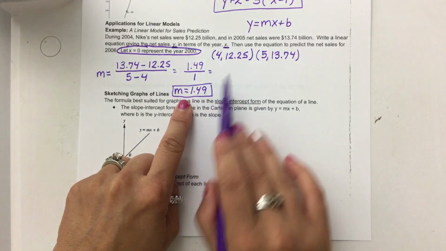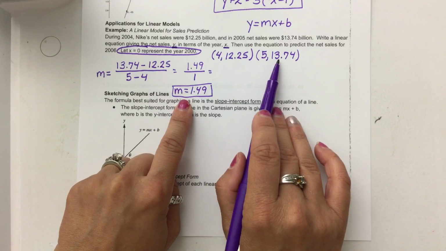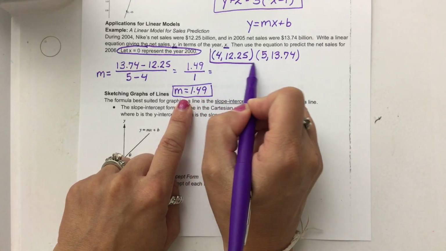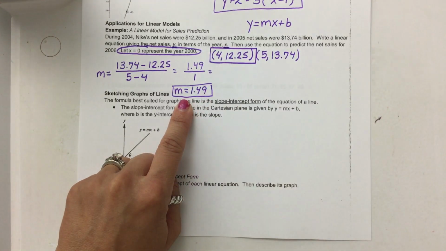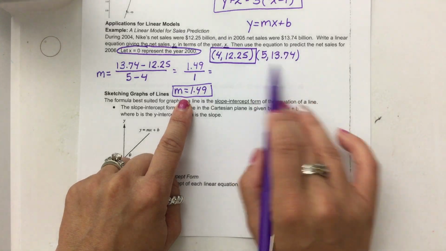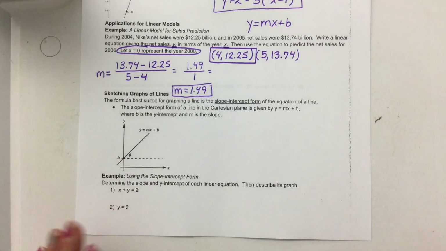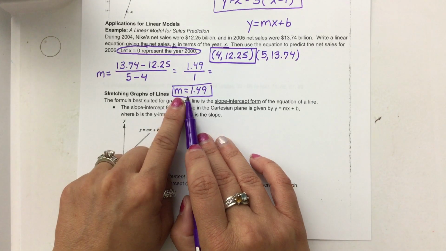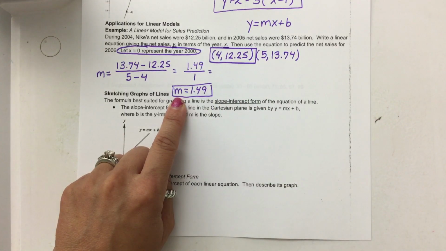We do have a slope. We have 2 points. Here is the awesome part: you get to pick a point. So I'm going to go ahead and pick 4 and 12.25. If you pick 5 and 13.74, you're going to end up with the same result at the end because we're talking about the same line. Okay, so you have your slope, you pick 1 point, and you proceed.